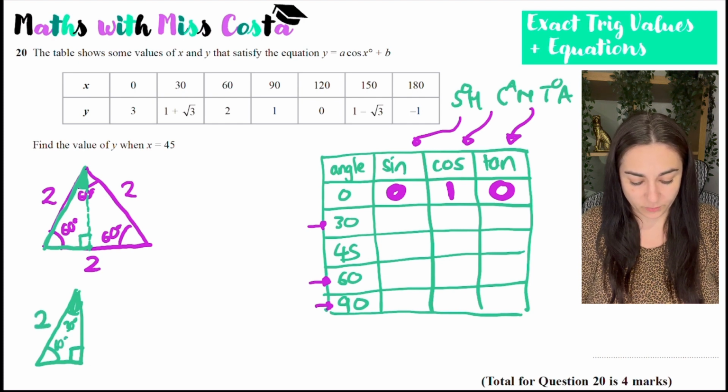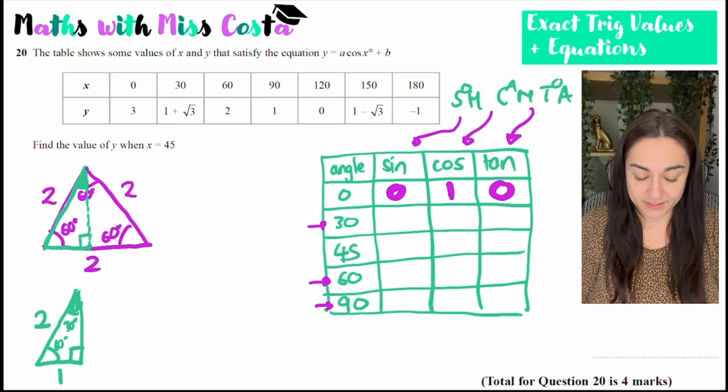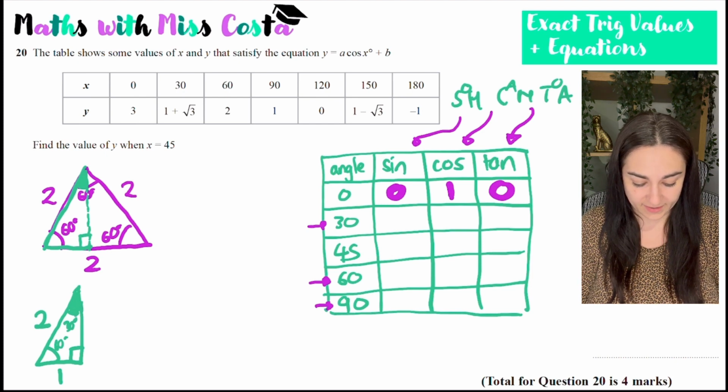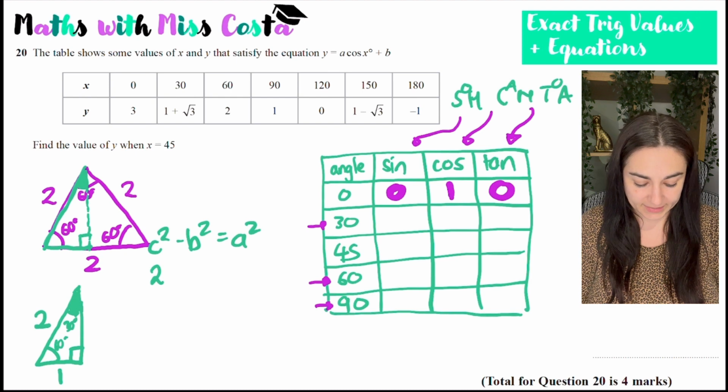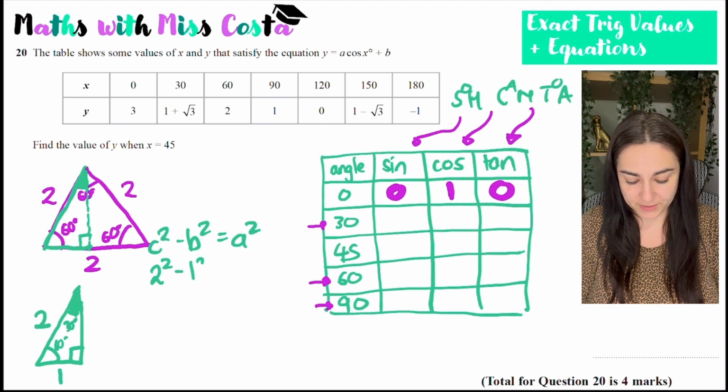The side here will remain as 2. This is going to be half of the original base, so that would be 1. And I can use Pythagoras to find out what the length of this side here would be. With Pythagoras, I've been given the hypotenuse, so I'd say c squared take away b squared equals a squared. The hypotenuse is 2, so I do 2 squared take away 1 squared, which must give me a squared.